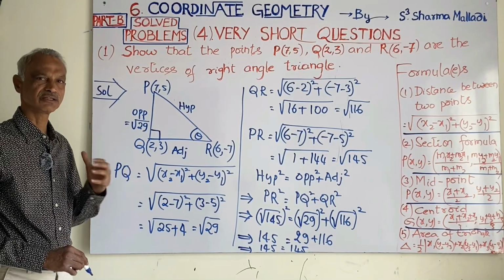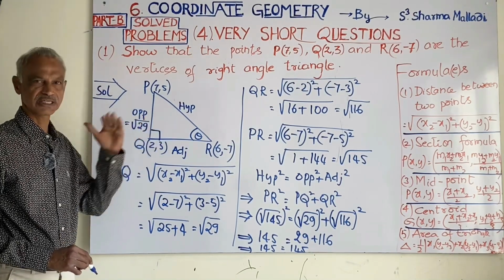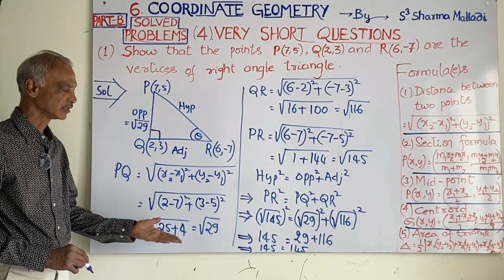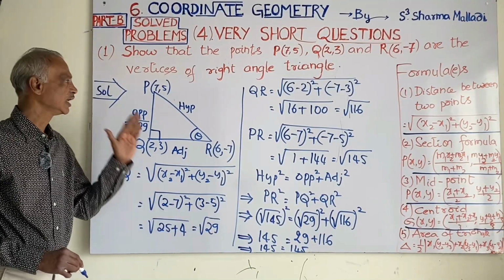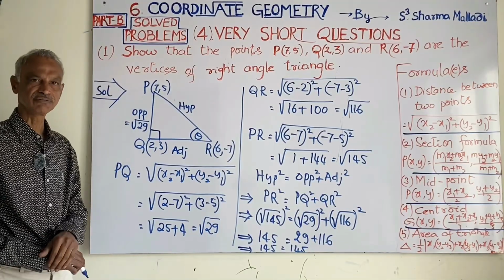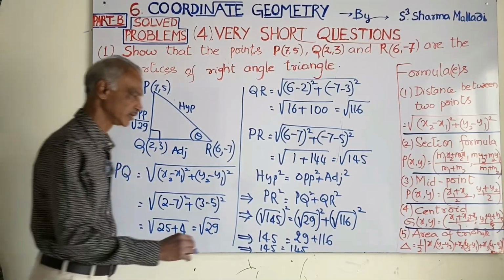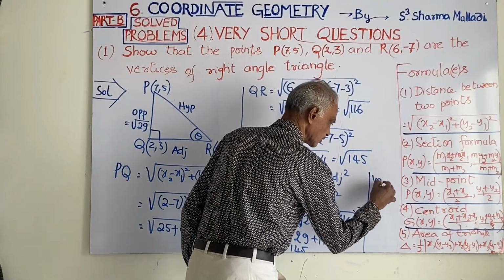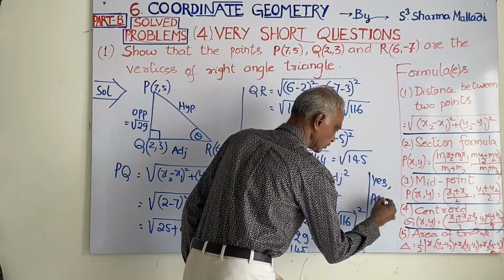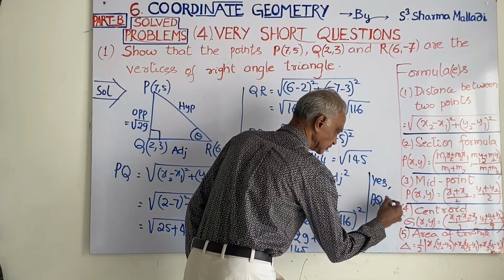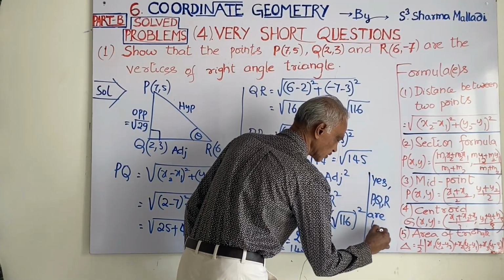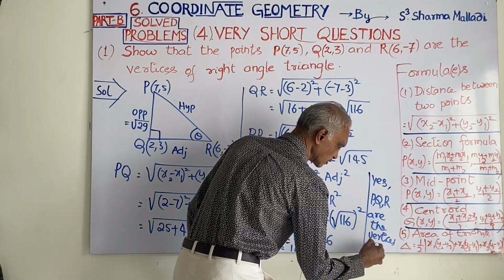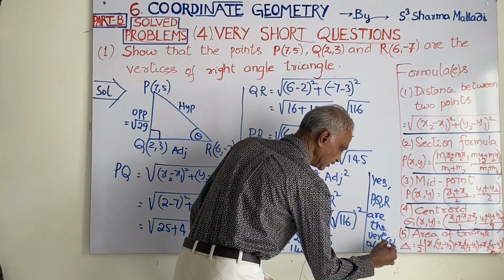To show a right angle triangle, we have to show the square of the hypotenuse is equal to the sum of the squares of the other two sides. As we got 145 is equal to 145, P, Q, R are the vertices of a right angle triangle. We have to write as, what do we have to write? Yes, P, Q, R are the vertices of a right angle triangle.